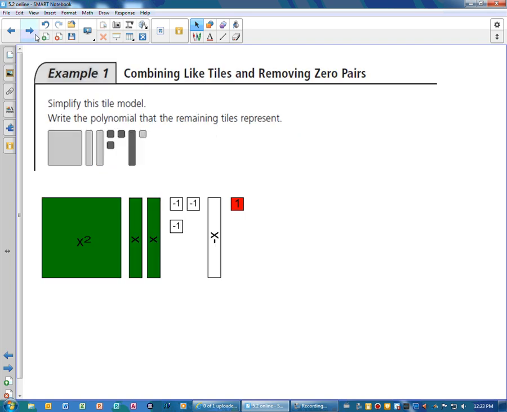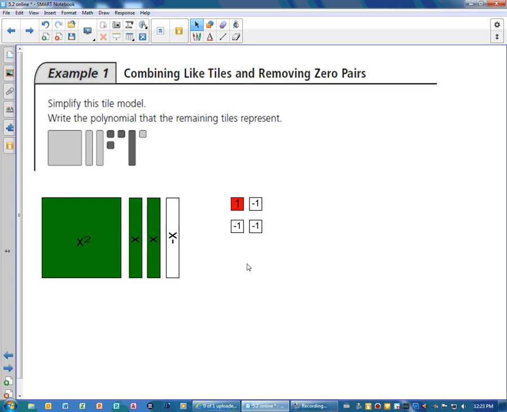Okay. So, in the first example here, it says simplify this tile model and write the polynomial that the remaining tiles represent. All right, so what was the whole point of the zero pairs on the last page? Well, if you know that having a positive and a negative tile that's the same adds to zero, they can kind of cancel each other out. So this is the picture in your book. These are the tiles that I'm using again in the SMART lesson. So what I want to do is arrange some tiles so that I can set up zero pairs. So I'm going to move my singles over here, and then I'm going to put this negative x tile closer.